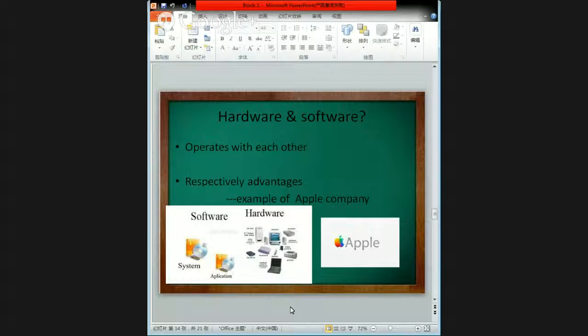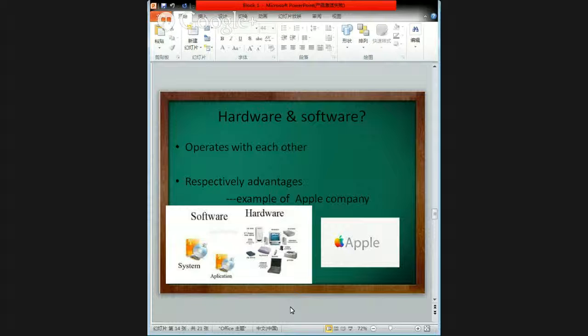Then, about the relations between the hardware and the software. They operate with each other. Software provides the instructions to hardware. Hardware completes these tasks. Both of them have advanced. Hardware can help software access the internet. Software can interact with most of the internet and programs. Like if Apple didn't have any video system, its character would think just like a producer of Windows.